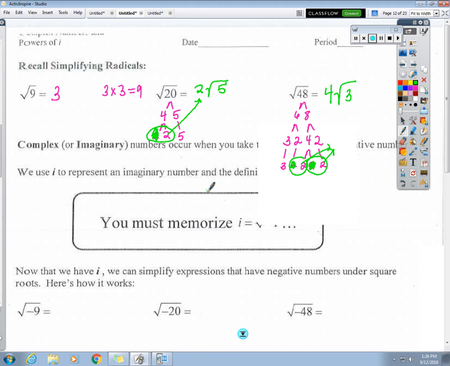Okay, so now that we've reviewed simplifying radicals, we're going to talk about complex numbers. So can I erase this?